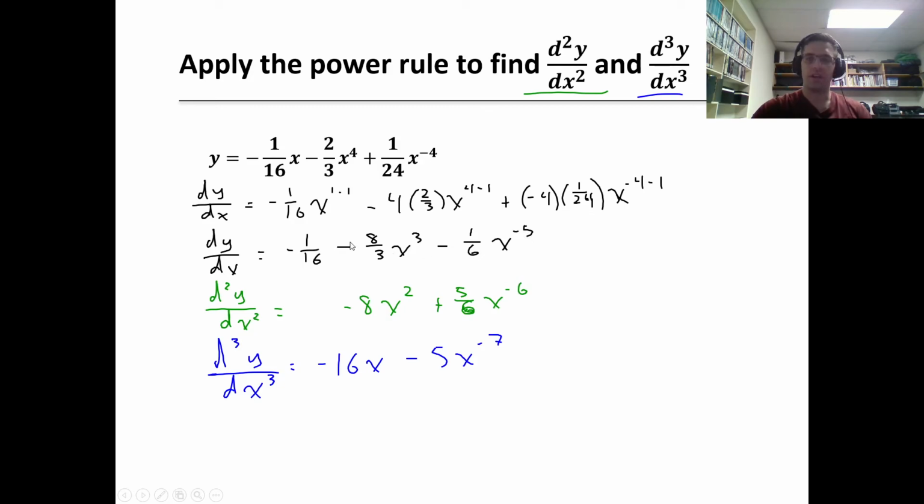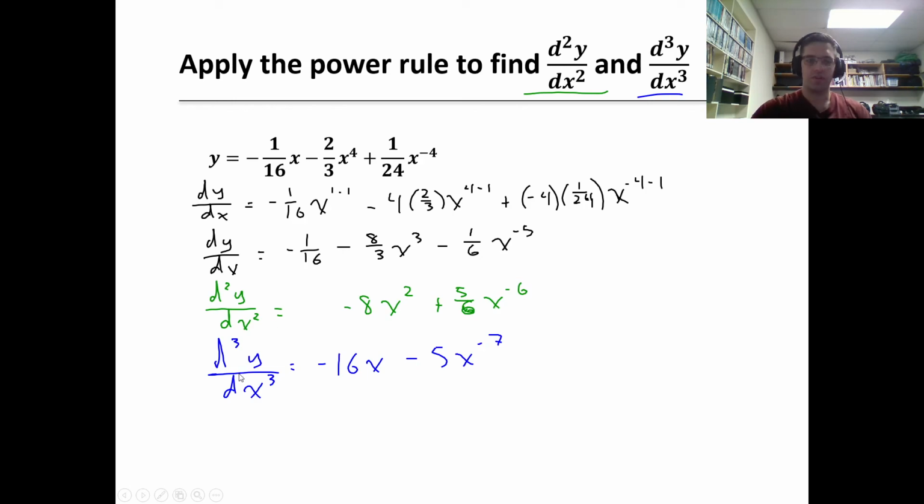And so to find the double derivative, we'll just take the derivative of dy dx. And that's going to give us, we have a constant term, so we use power rule here, that just washes to 0. So we have two terms left we use power rule on. And so our double derivative is negative 8x squared plus 5/6 x to the negative 6th power.